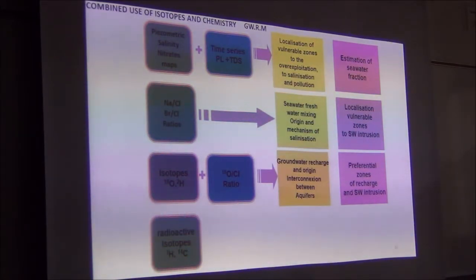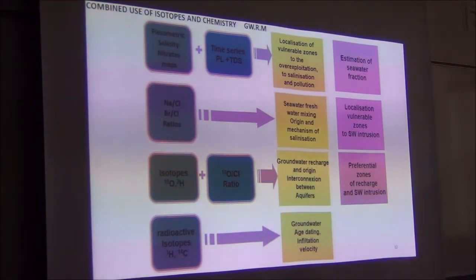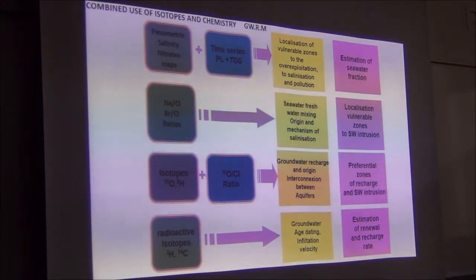The radioactive isotopes, especially tritium for recent recharge and carbon 14 for old recharge, give the groundwater age dating and the infiltration velocity, and also the estimation of the renewal and recharge rates.